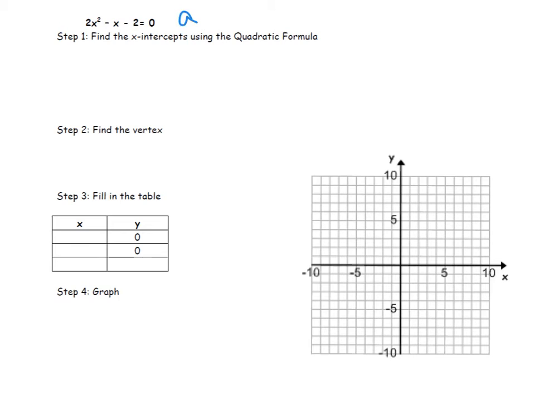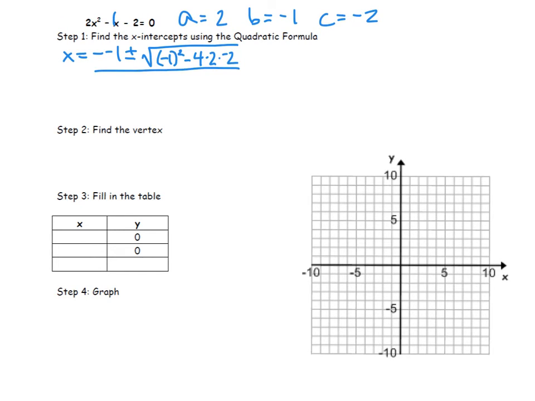Okay, so our a value is 2, our b value is negative 1, right, because there's a negative 1 right there, and our c value is negative 2. Go ahead and put those into our quadratic formula. All right, and we will simplify.